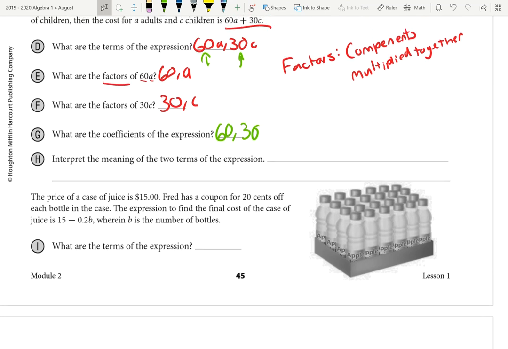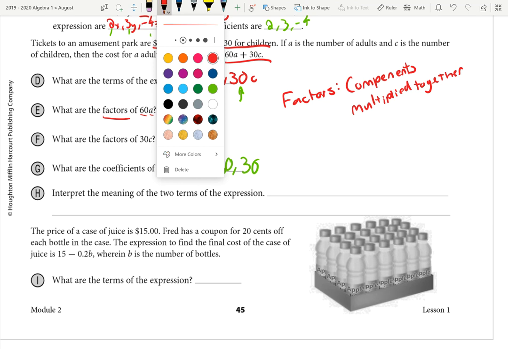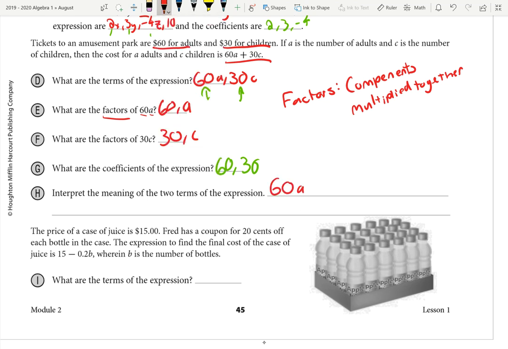Interpret the meaning of the two terms of the expression. Well, we kind of mentioned that. I sort of mentioned that just a little bit at the beginning. I said, 60A is the cost for the adults, and 30C is the cost for children. Now, keep in mind, let's go back to red. When I say that 60A is cost for adults, it's 60 per adult, I should say. $60 per adult.